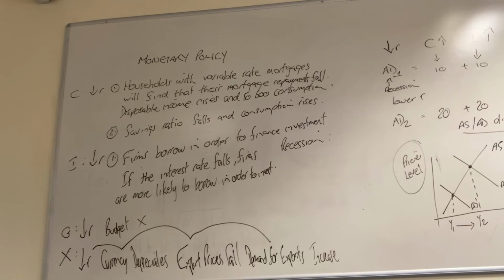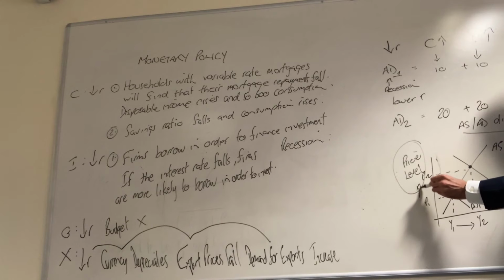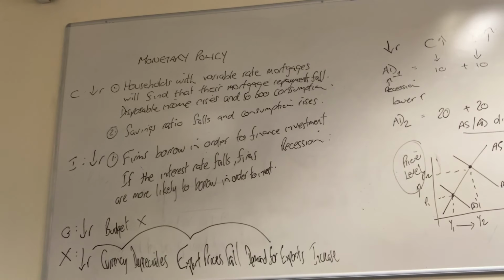A bit of a downside. The price level's gone up from P1 to P2. Now, what's another name for price level going up? Inflation. Yeah, we've just been doing it for like 6 weeks.